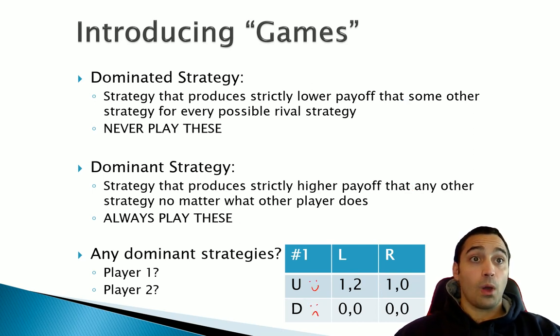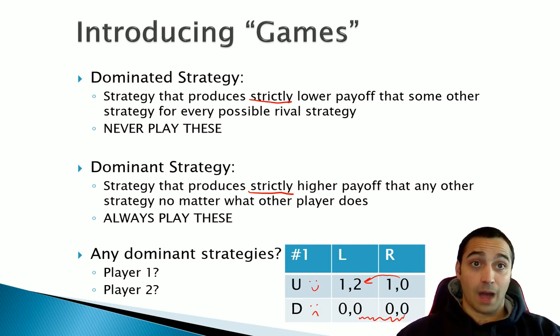How about player 2? Well, for player 2, you'll note 2 is greater than 0, and 0 and 0 are the same. Let's look at the definitions. What do we do in this case? Well, you'll note it says strictly higher, strictly lower. In this case, player 2 doesn't have a dominant or dominated strategy. Why? Because if player 1 plays down, it doesn't matter what player 2 does. So neither strategy is strictly better or worse.